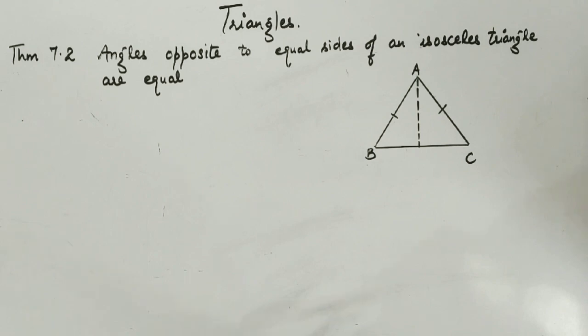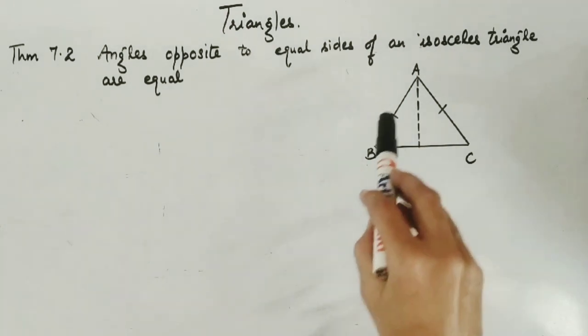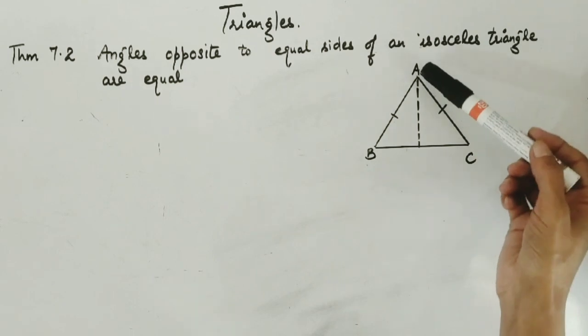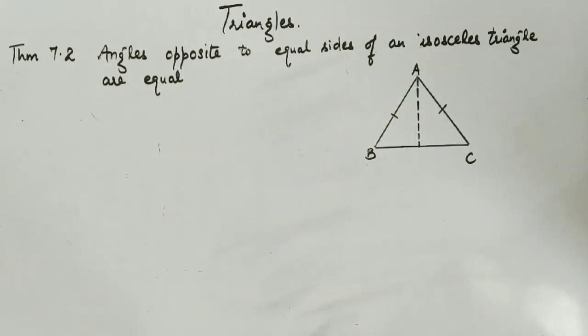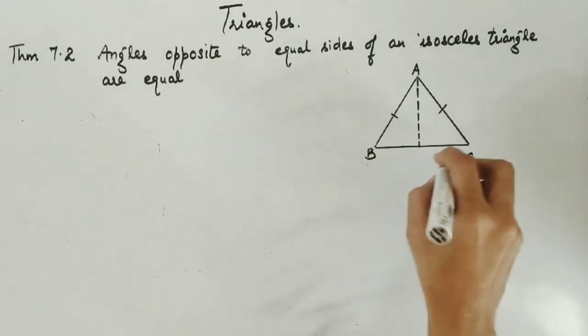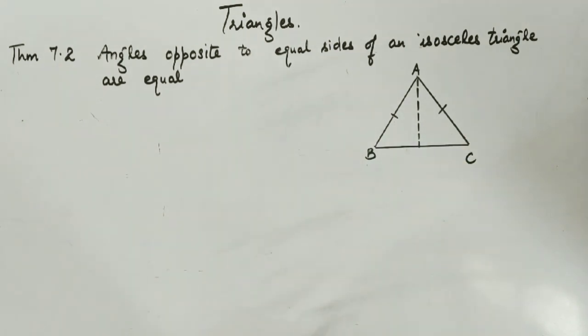From chapter 7 of class 9, chapter triangles, we are going to discuss theorem 7.2, which is the theorem on isosceles triangle, which says angles opposite to equal sides of an isosceles triangle are equal. In this we observe there is a triangle ABC in which AB and AC are equal. We are supposed to prove that angle B and angle C are also equal.